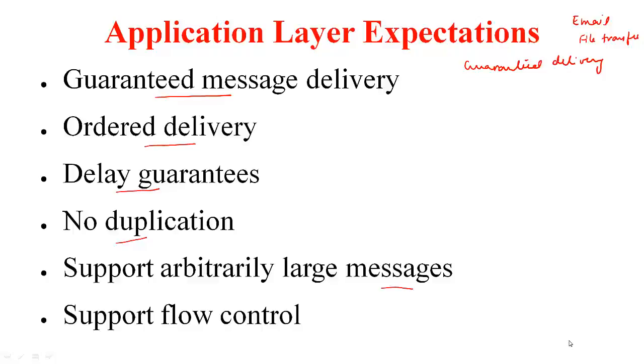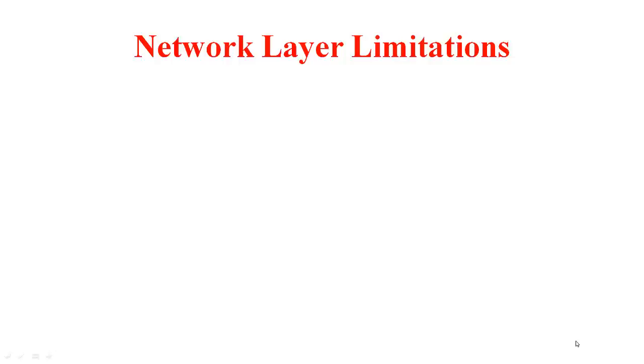Some applications may also want flow control. What do I mean by this? It is keeping track of the buffer space at the receiver so that the sending application doesn't overwhelm the receiver buffer space, thereby leading to loss of data. So these are application layer expectations, and then there are the network layer limitations.